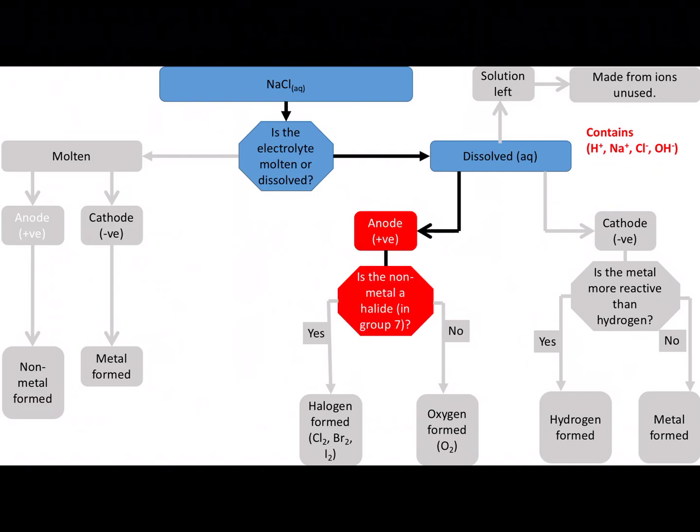I'll look at the positive electrode first. Is the non-metal a halide? That's in group 7, so chlorine is in group 7. Yes, it is. So we're making chlorine gas. To test for that, we would use some damp universal indicator or litmus paper, and we would see that it gets bleached white.